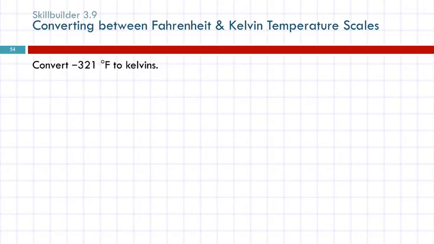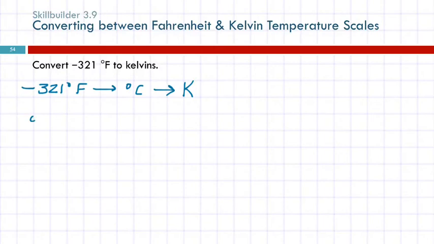Convert minus 321 degrees Fahrenheit to kelvins. So minus 321 degrees Fahrenheit, and we're asked to get to kelvins. Didn't give you an equation between Fahrenheit and Kelvin. We're going to have to use 2 equations. We're going to have to convert Fahrenheit to Celsius and then convert Celsius to Kelvin. So we can't just string these together with dimensional analysis because of the relationships being complicated.